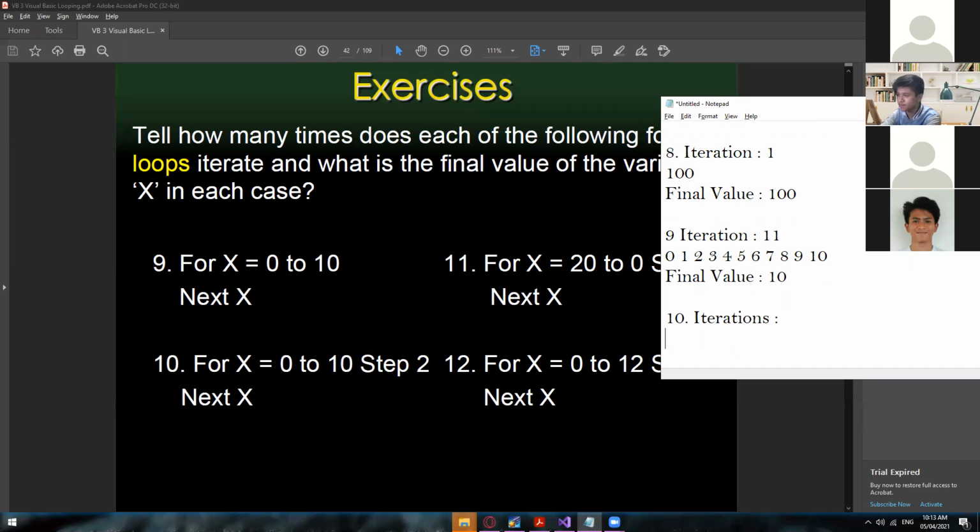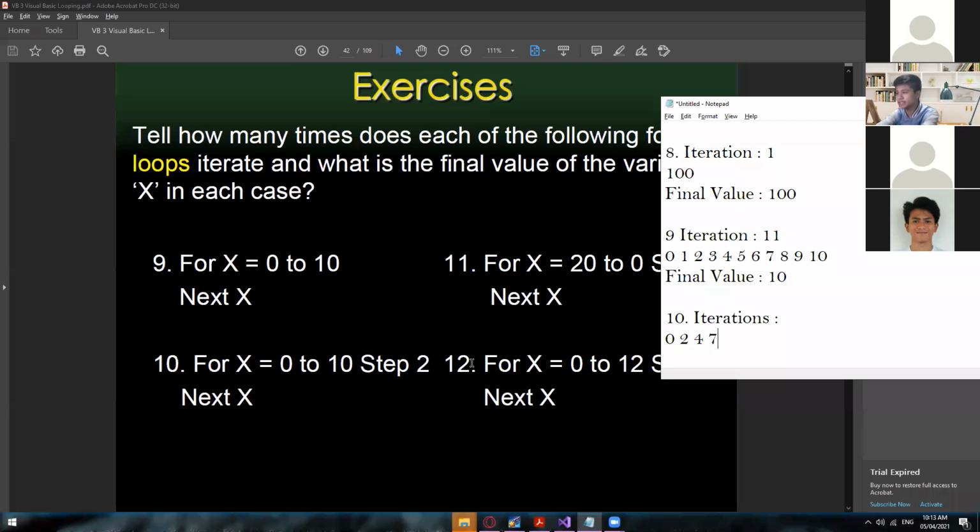So how many times will it iterate? The initial value is 10. The second value is 2 because it's incrementing by 2. So 0, 1, is it correct? 0, and 1, and 2. Yeah, sorry.